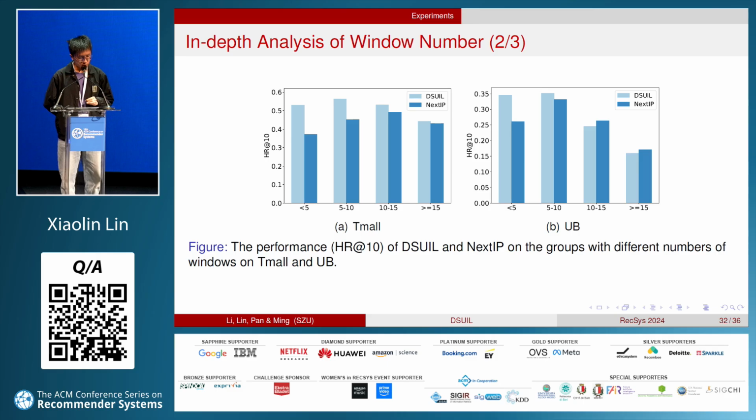Specifically, we obtain 5 groups for each dataset. For example, smaller than 5 means that this group of user sequences contains less than 5 subsequences. From these two figures, we can see that the performance of our method is generally better on the groups with a relatively smaller window number. This suggests that our method is better at capturing the preferences of users with relatively stable interest.